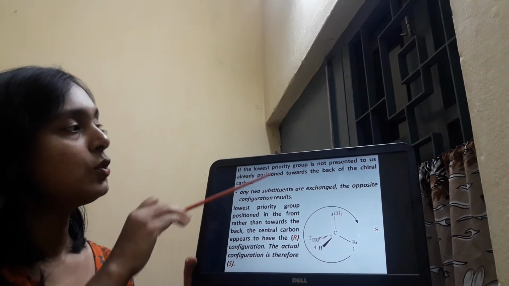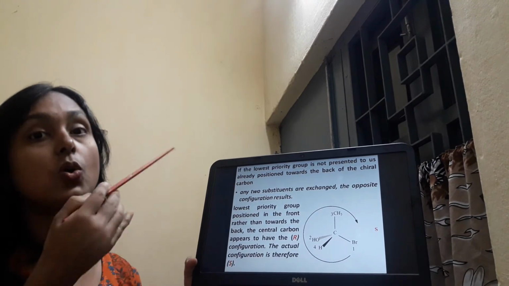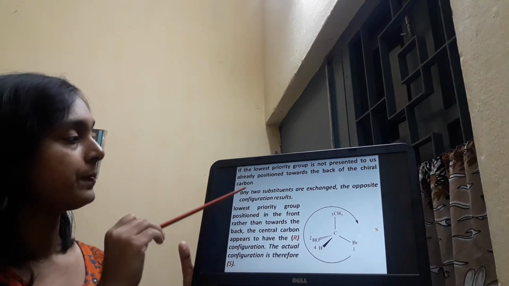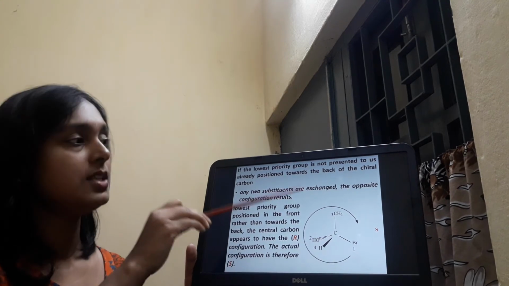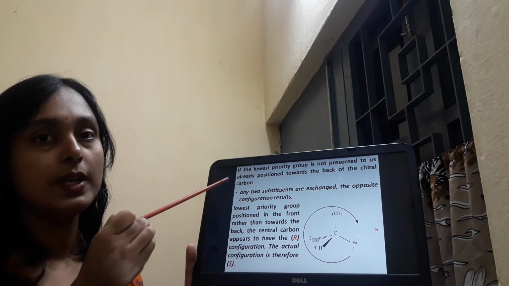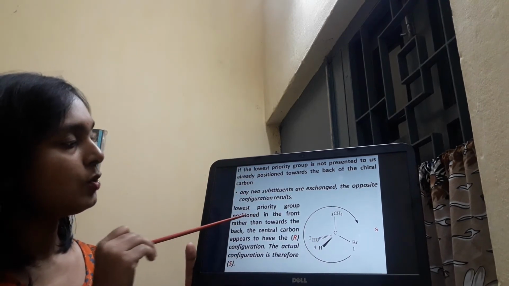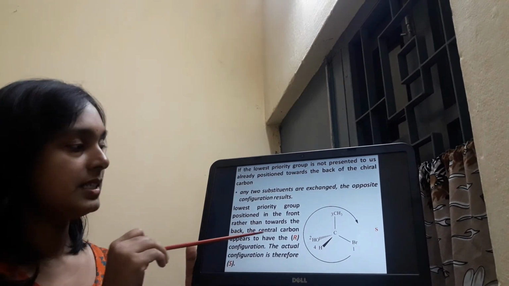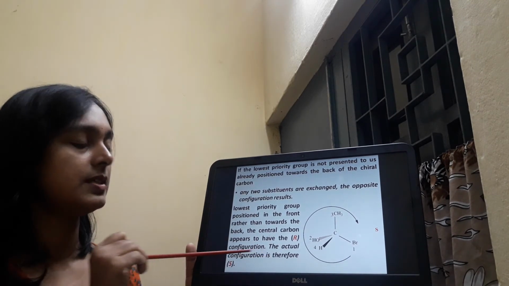If the lowest priority group is not already positioned towards the back of the chiral carbon, we have to keep the fourth priority group at the back. If any two substituents are exchanged, the opposite configuration results. So if the lowest priority group is positioned in the front rather than towards the back, the central carbon appears to have the R configuration. The actual configuration is therefore S.